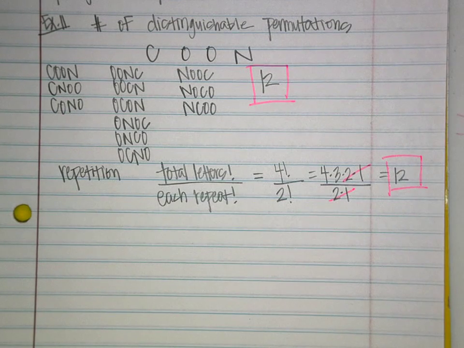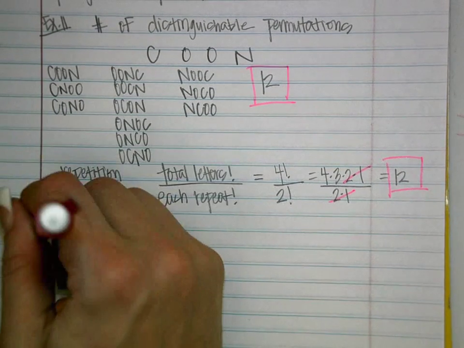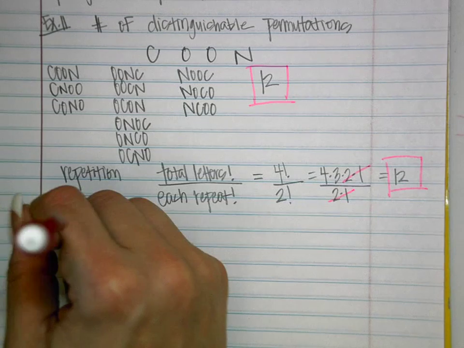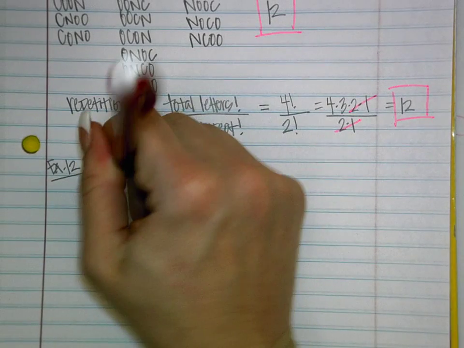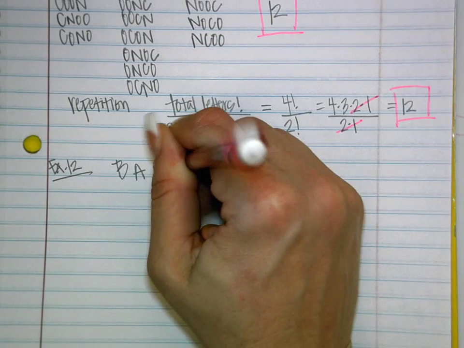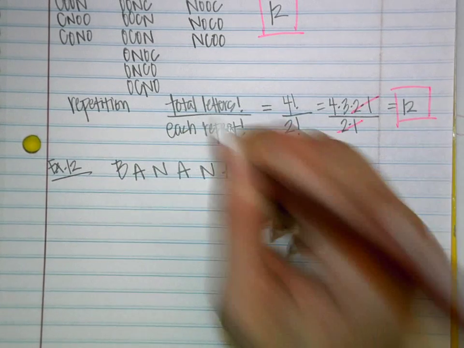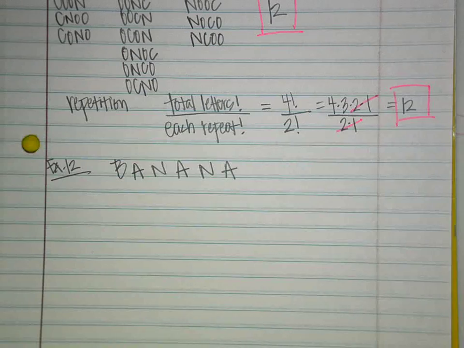Okay, you need to. Same thing, I want to know how many distinguishable permutations there are in the letters B, A, N, A, N, A. How many different ways can you arrange the letters in banana?